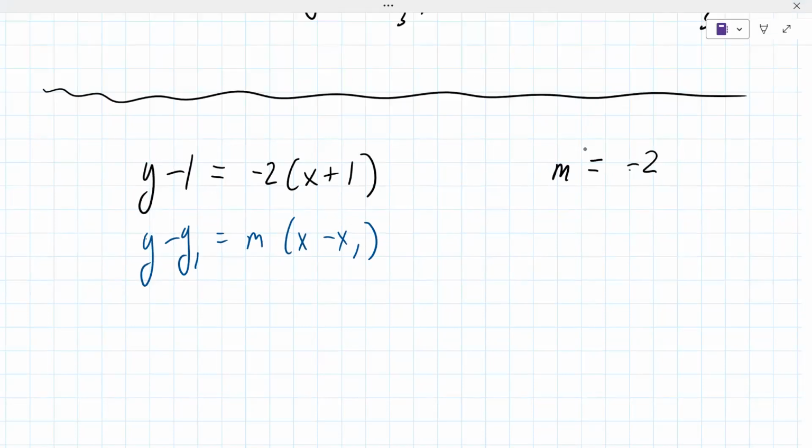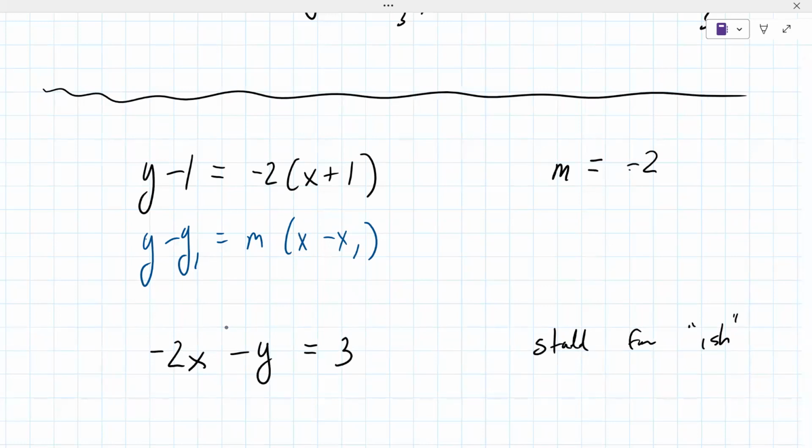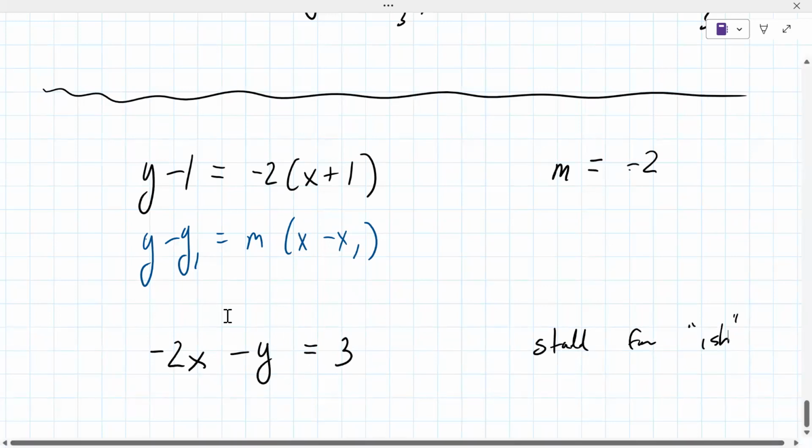Okay. Now let me give you another one. Let's say it's minus 2x plus y, sorry, minus y equals 3. Okay. So this one we don't know the slope of because it's not in a form, it's in standard form kind of ish, slightly. We really should solve this for y.